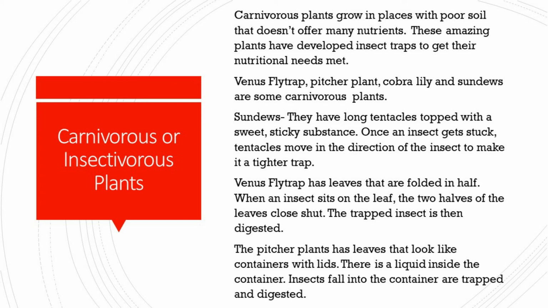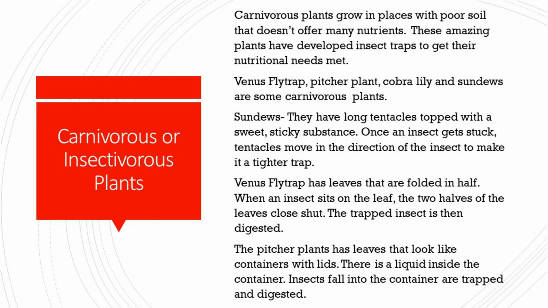Now examples are Venus flytrap, pitcher plant, cobra lily and sundew are some carnivorous plants. They all trap insects and then they are taking nutrition from their body and they are growing. Sundew. How is sundew? You must have seen the picture in the textbook. Sundew, they have long tentacles. Tentacles means finger-like impression. They have long tentacles topped with a sweet sticky substance. They are having very sticky substance in it.